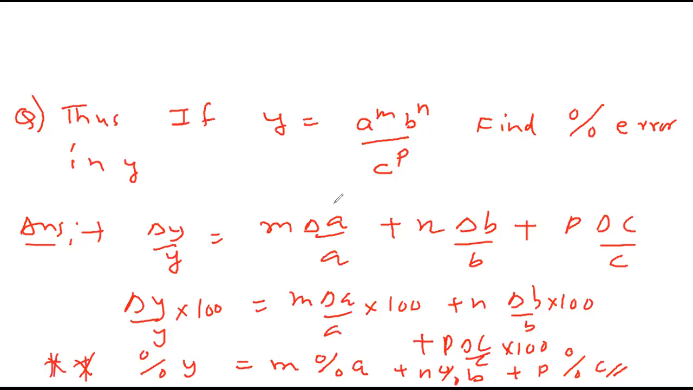Yes, sir. First जैसा power का method है same, then multiply throughout by 100. So percentage error in y is m times error in a, n times error in b plus p times error in c. Got it.